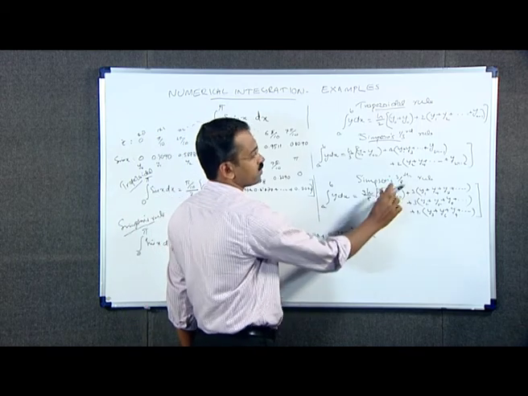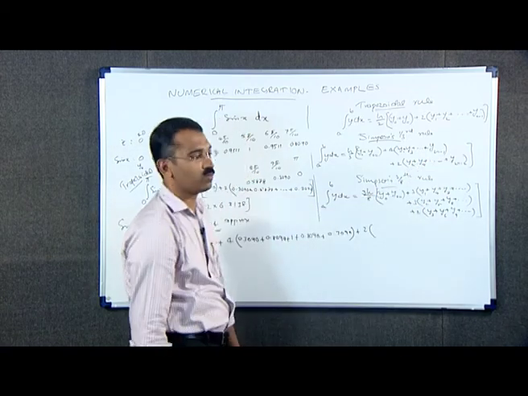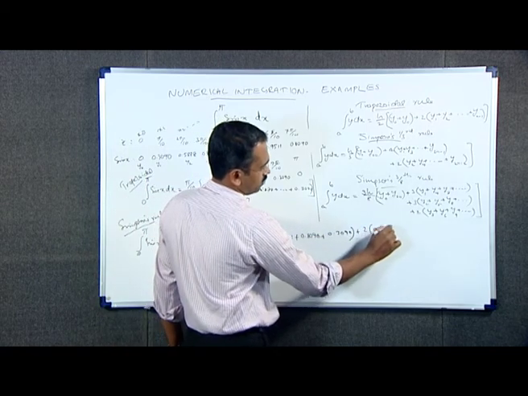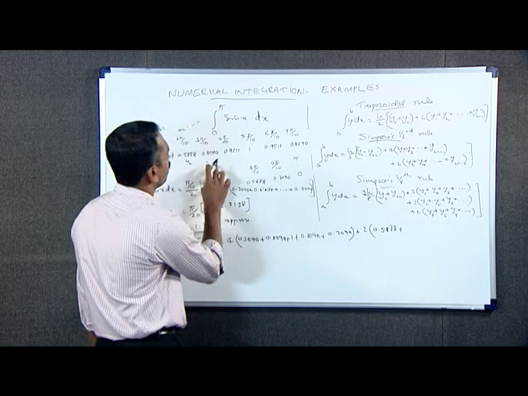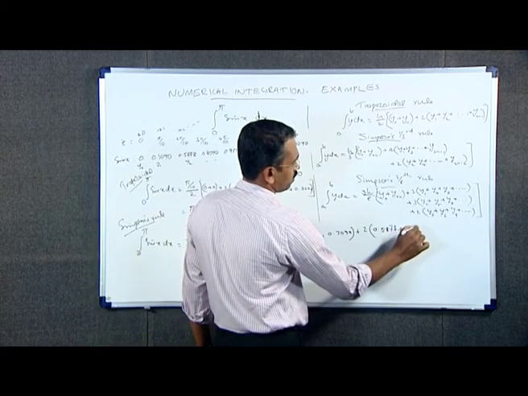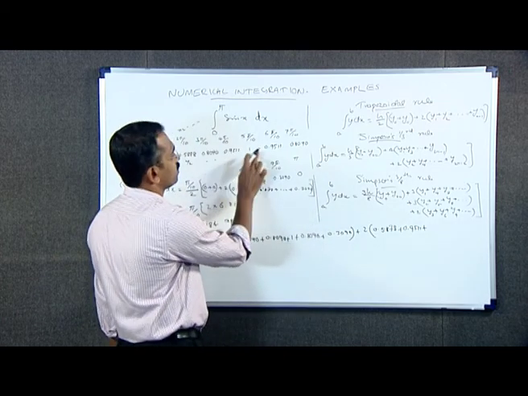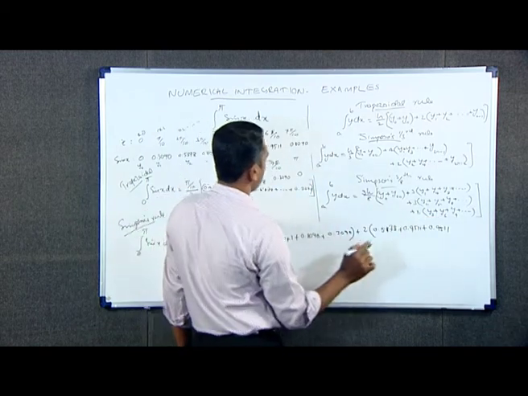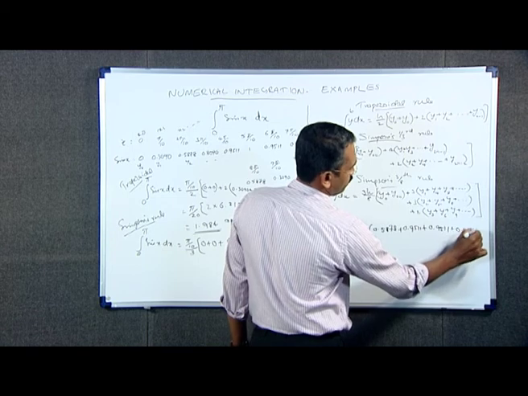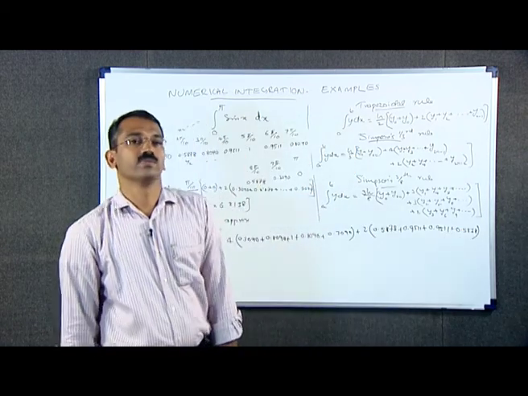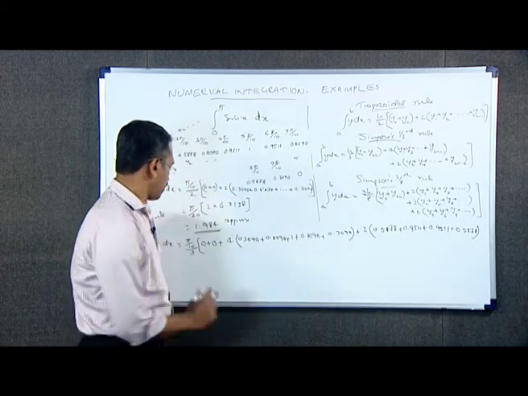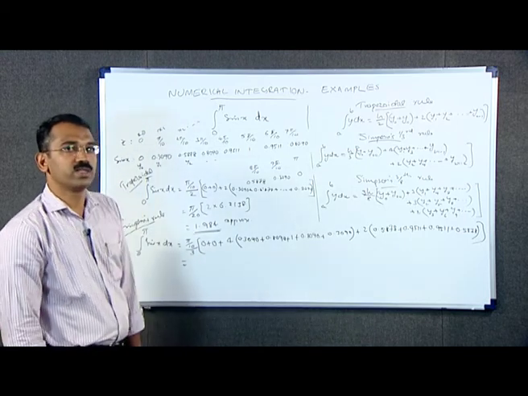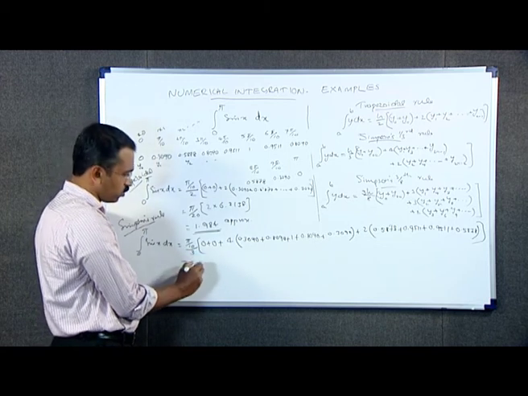plus 2 times y2 plus y4 plus etc. up to y 2n minus 2, that is y2 is 0.5878 plus y4 0.9511 plus y6 0.9511 plus next 0.5878. h by 3 is common, therefore in simplification we get the value of this as 2 approximately.